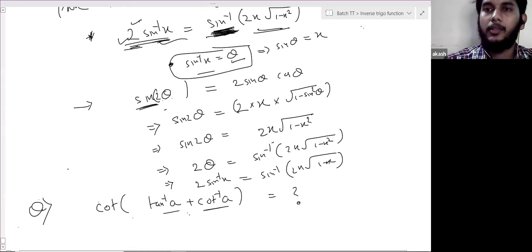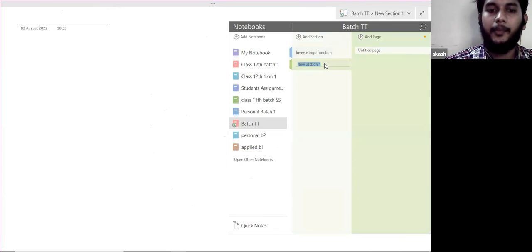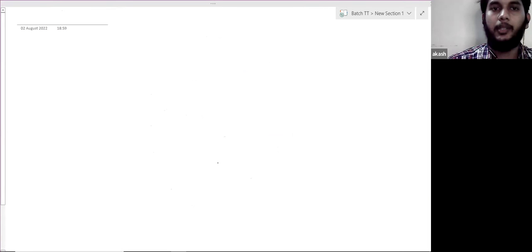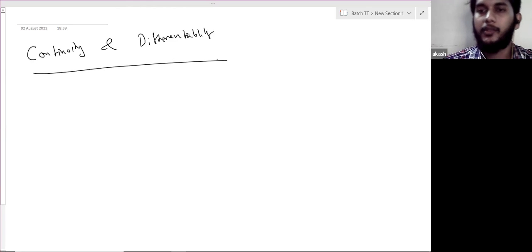So yes, sir, this is all for inverse trigonometric functions. I hope this is all clear. Solve the NCERT exemplar, all the assignments. And you will be absolutely fine. So now continuity and differentiability. And in the next class, there will be a test of inverse trigonometric functions, half an hour test. So please revise accordingly.